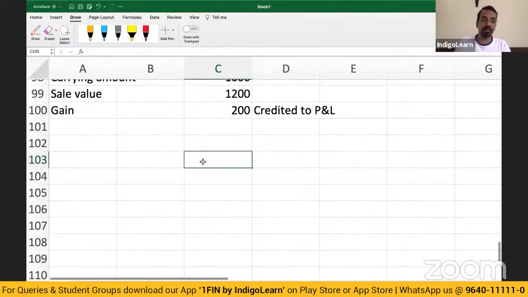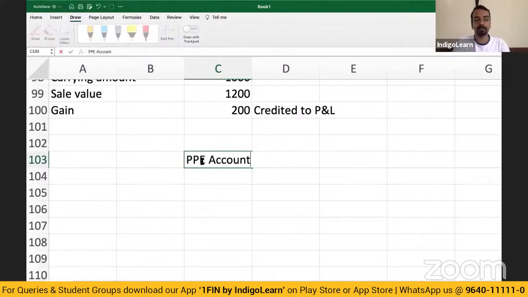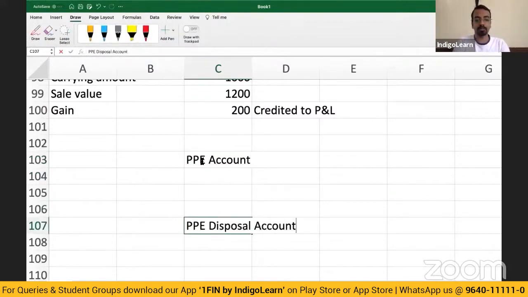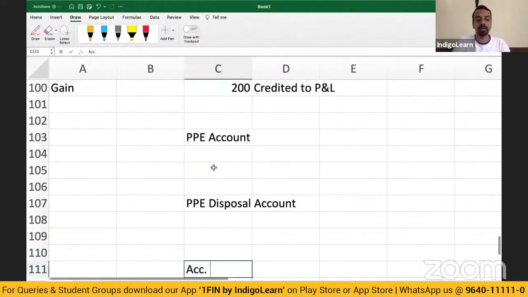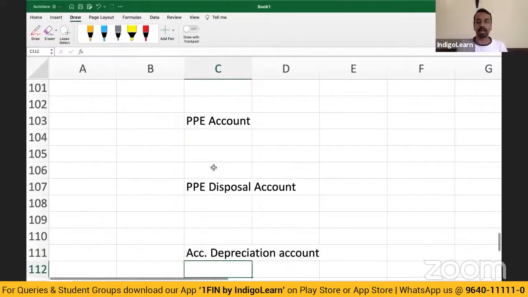I always advise my students to prepare the PPE account, PPE disposal account, and accumulated depreciation account. Only when you prepare these three accounts, you will be in a position to calculate the sale proceeds or book value of assets sold or gain on sale of assets. Only then you'll be able to calculate properly.